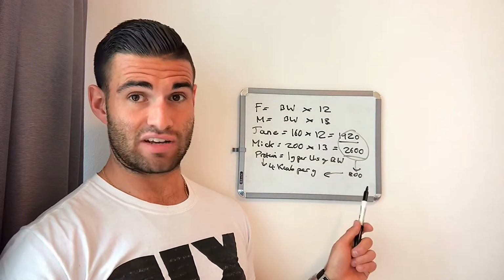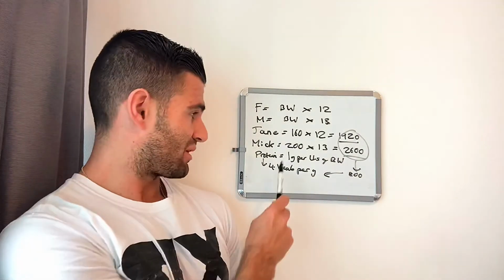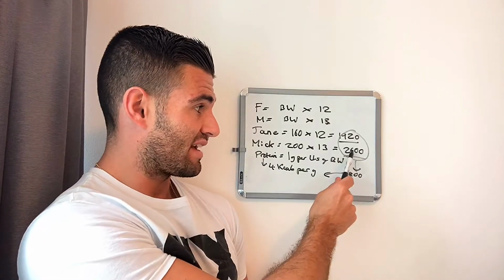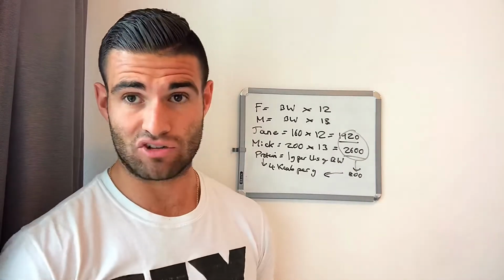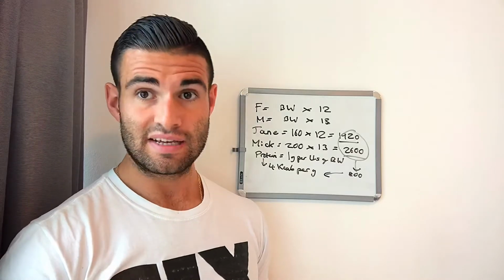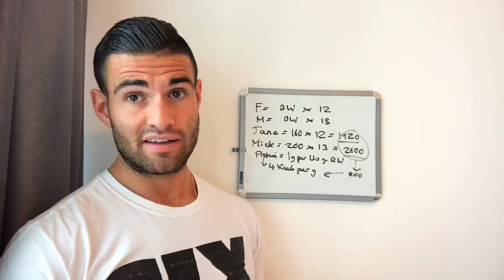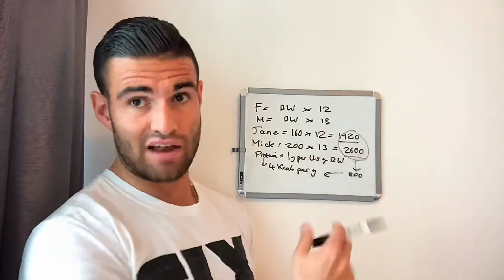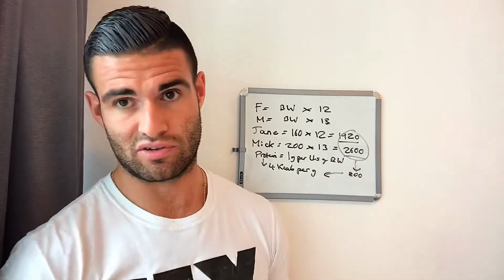Mick, 800 calories are from protein because he's eating 200 grams times 4. He then has, out of this total left, 1,800 for carbs and fats, okay? Doesn't matter the exact amount, as long as, obviously, you get some of both. And his total calories is 2,600, and he eats roughly 200 grams of protein.